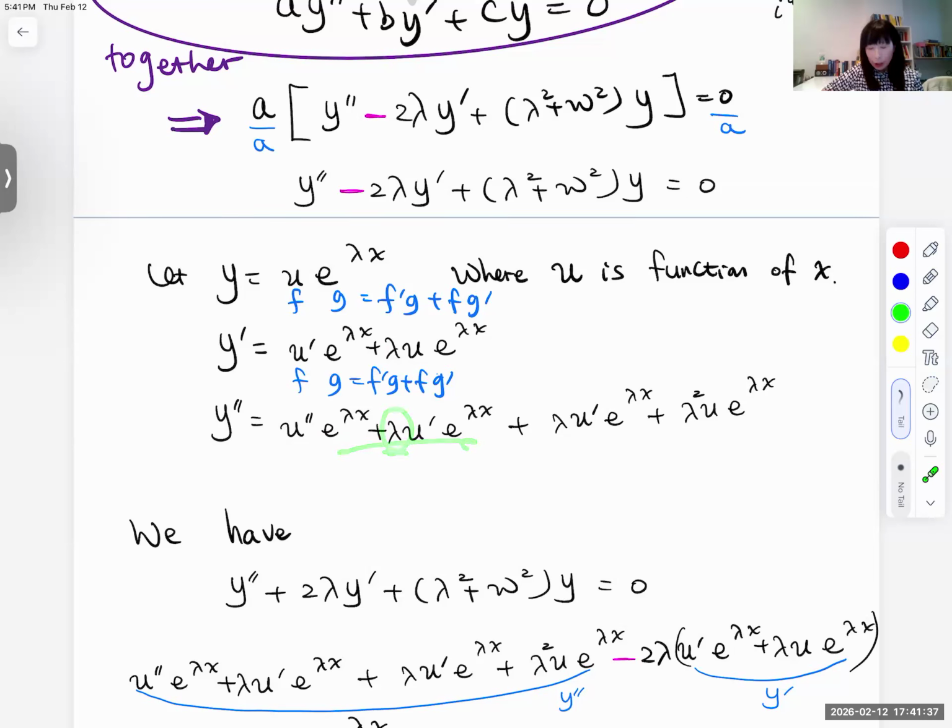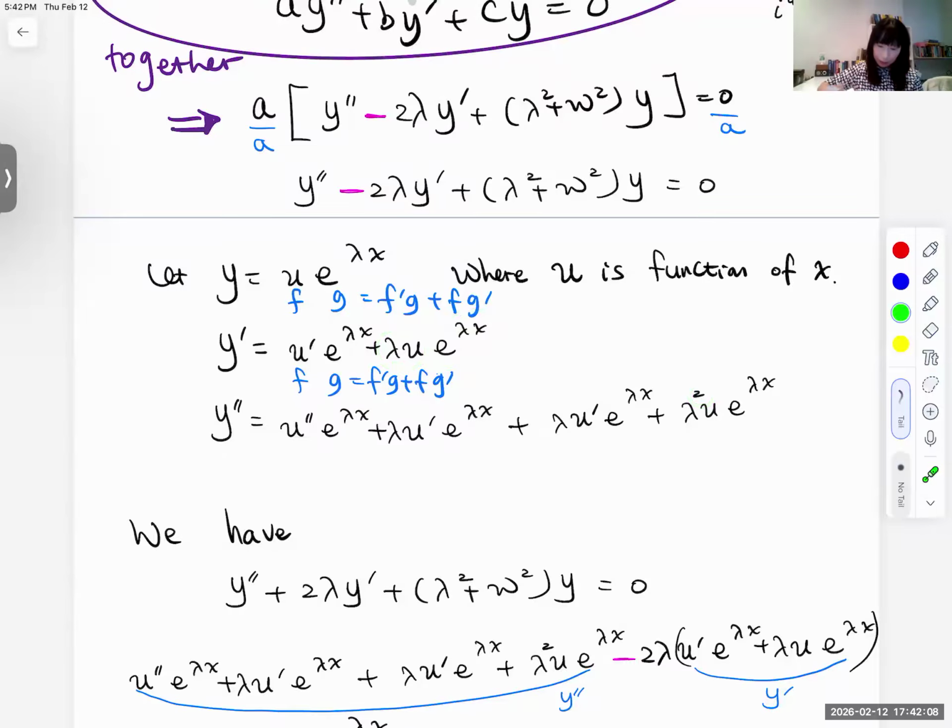Okay, second term, we do product rule again. So f prime, which is u prime with the lambda, and keep the e to the lambda x, plus we have g prime, right? So keep the first lambda u, then e to the lambda x times lambda. That's why lambda squared is there, yeah?